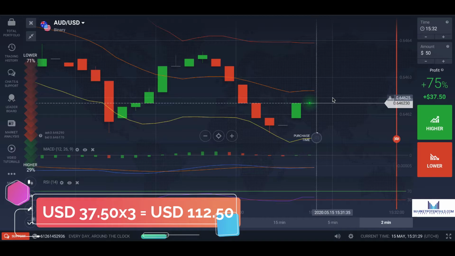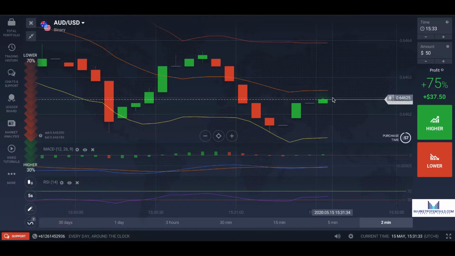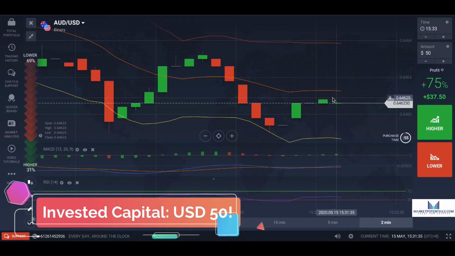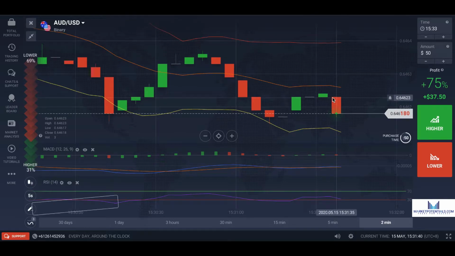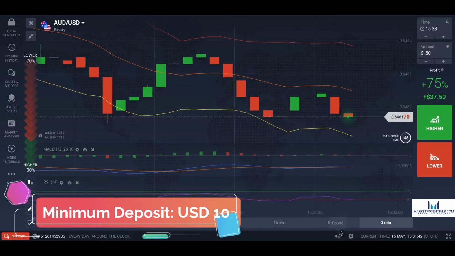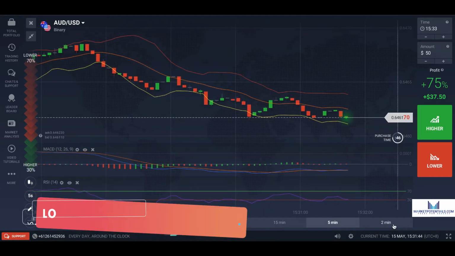I made $112.50. And how much did I put in? 50 bucks. That's it, $50. All right. Now the minimum deposit on this trading platform, guys, is just $10 for you guys to start trading today. And obviously, you can vary it accordingly.